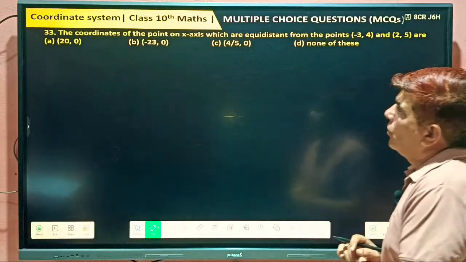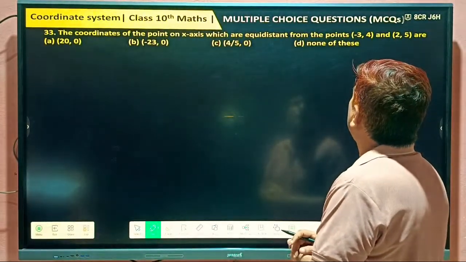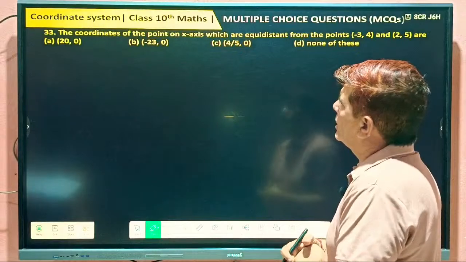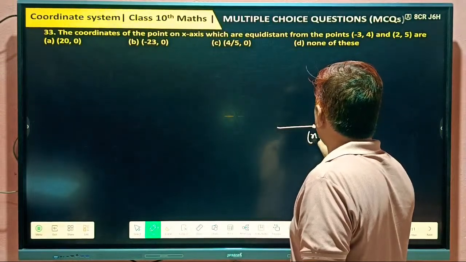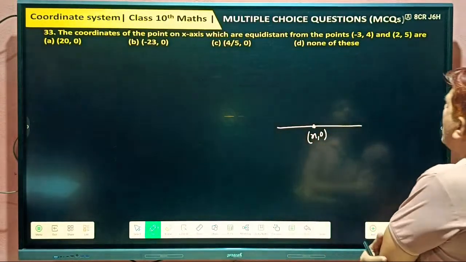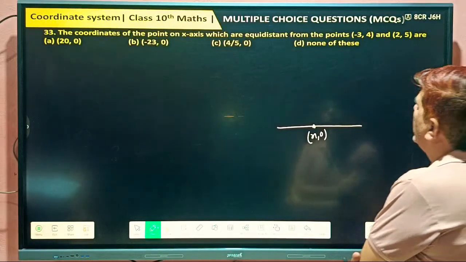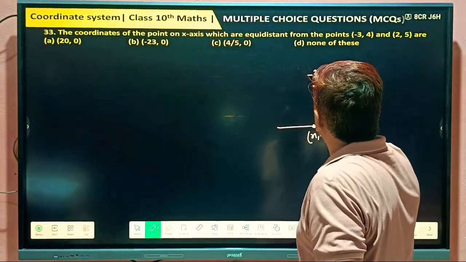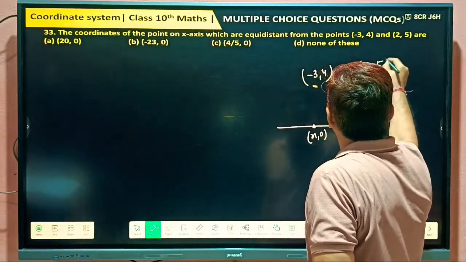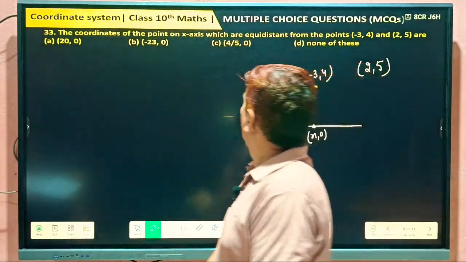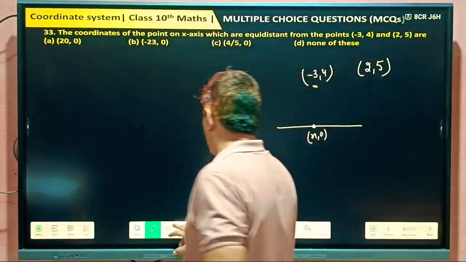Again, the coordinate of a point on the x-axis which is equidistant from these two points. Equidistant, so the point is lying on the x-axis. So its possibilities are these. Understood? And these points have coordinates minus 3, 4 and 2, 5. Here also I can tell you a trick. What trick can I tell? Look one time.